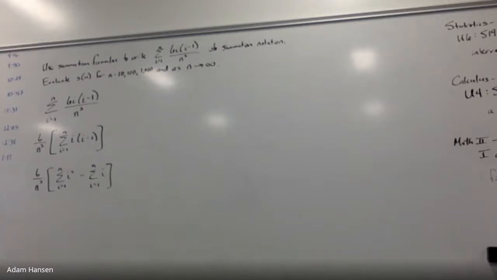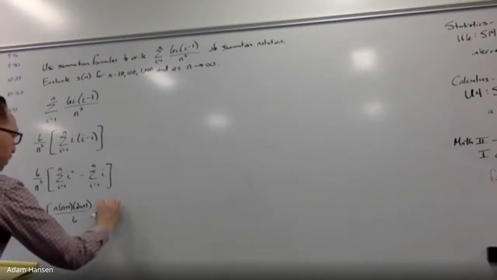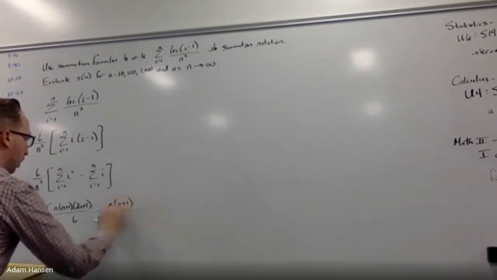I'm going to replace the summation of i squared and the summation of i with the correct summation formulas. The summation of i squared would be n times (n plus 1) times (2n plus 1) over 6, minus the summation from i equals 1 to n of i. In terms of n, that would be n times (n plus 1) over 2.